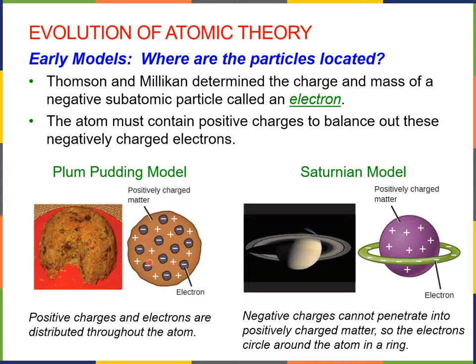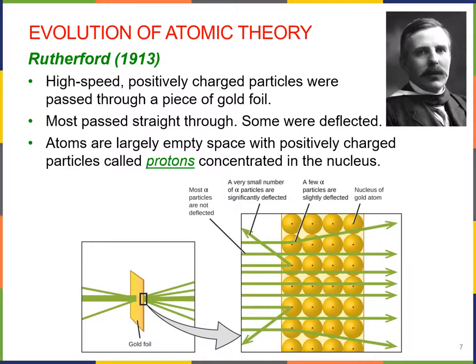There's another model called the Saturnian model. Saturn, of course, is one of the planets in our solar system, and it's famous for having rings. The Saturnian model, and models like it, say that the nucleus is in the middle and the electrons kind of orbit the nucleus like a ring. Ernest Rutherford in 1913 did an experiment that disproved both of those models and was used to develop a new, more accurate model of the atom, specifically as regards the nucleus.